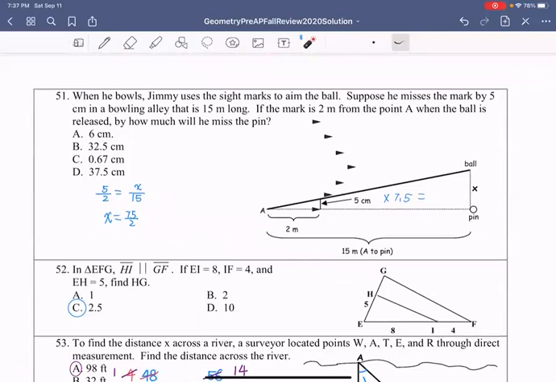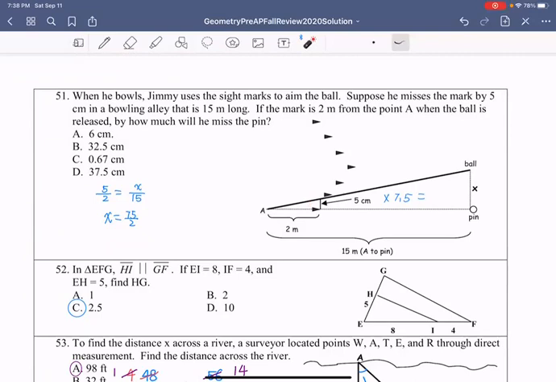51. Alan, please read the question. When he bowls, Jimmy uses the sight marks to aim the ball. Suppose he misses the mark by 5 centimeters. In a bowling alley that is 15 meters long, if the mark is 2 meters from the point A when the ball is released, by how much will he miss the pin? If they didn't draw this question, it can be a hard question, but they already show the graph.